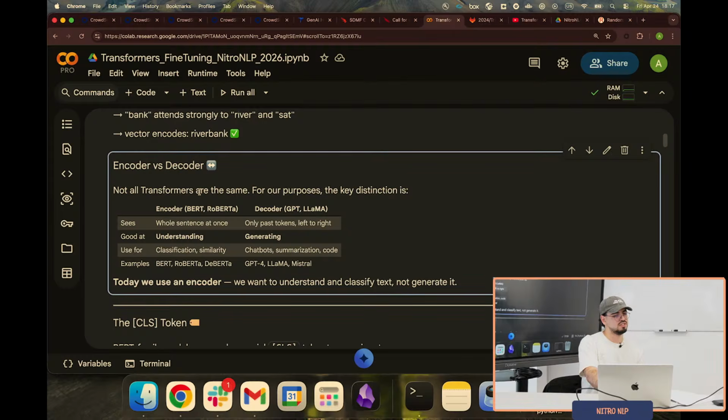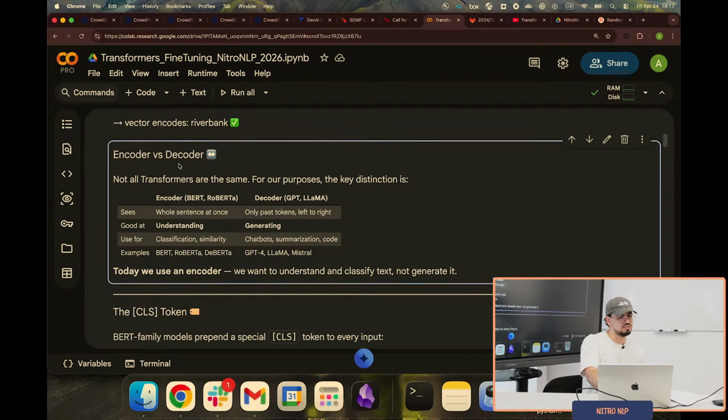But not all transformers are the same. For our purposes, the difference between an encoder and a decoder is that there are transformers which are encoder only, and what we call modern LLMs, which are decoder only. The transformers which are encoder only are what we're going to work with today. For example, BERT, RoBERTa, DistilBERT, whatever.